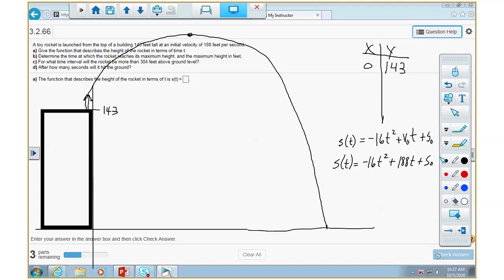Now, the reason I drew this like this is because they're asking you for the highest point. What's the highest point called? Vertex. You know what? We can find the vertex. Okay, now this is the time I ask you to use your calculator. All right, because we got to do S of 0.